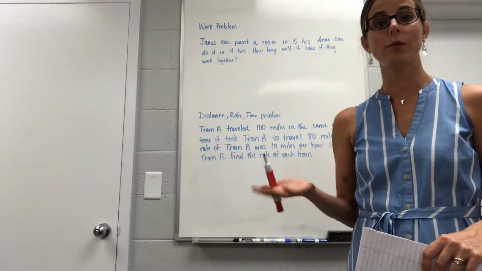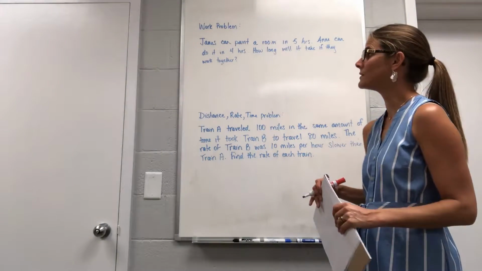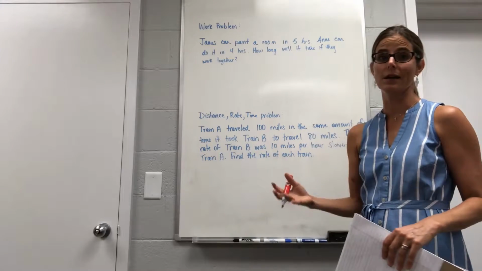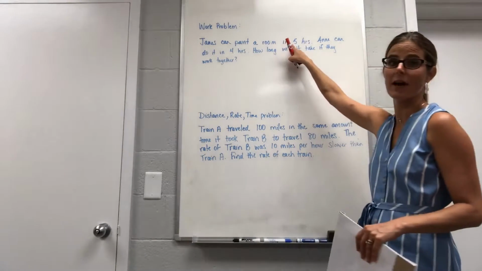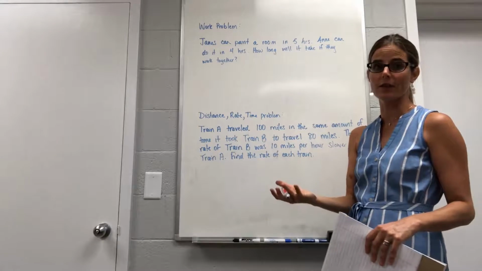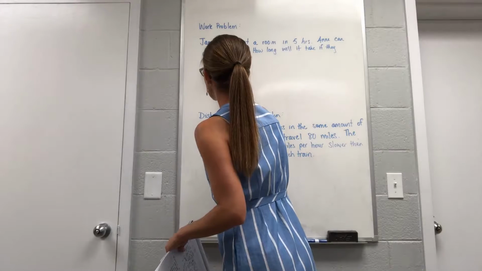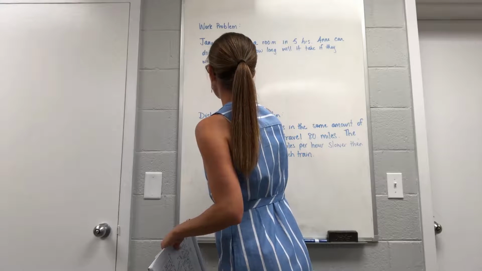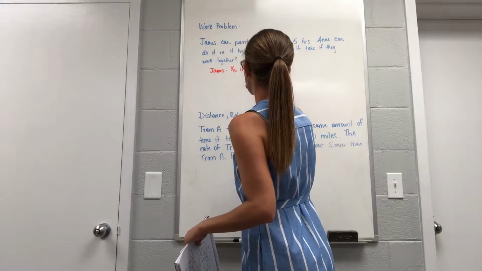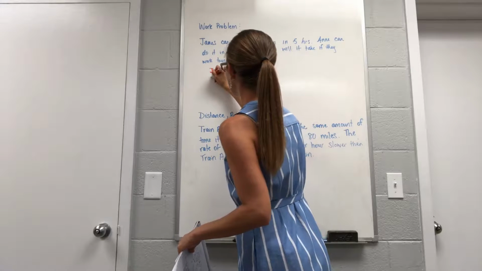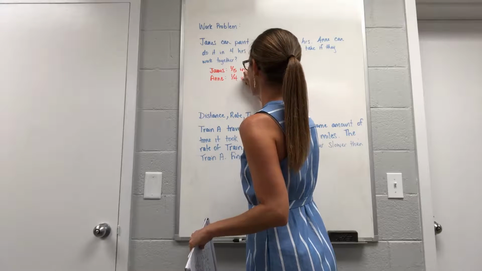So the first problem: James can paint a room in 5 hours and Anne can paint the same room in 4 hours. We want to know how long it would take them if they were working together. So we're going to put these in terms of how much of the job they can get done in 1 hour. James finishes the whole thing in 5 hours, so that means he gets 1/5 of it done in an hour. And Anne can do 1/4 of the job in an hour.